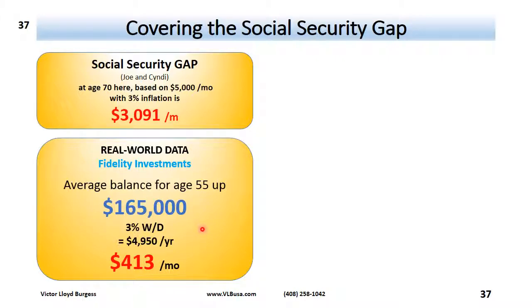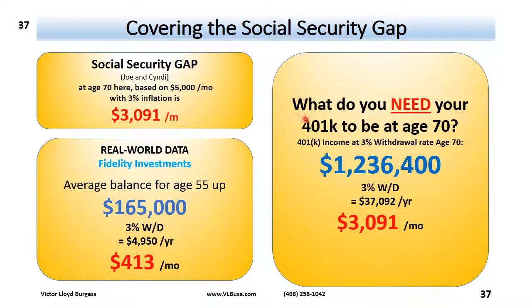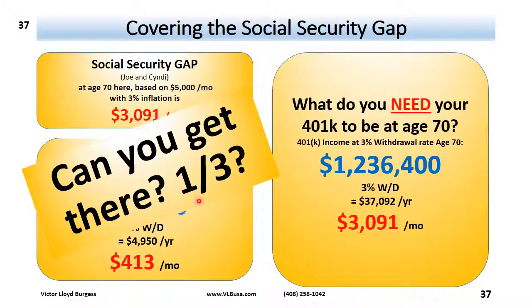Very lacking. Now, in order for that account to make up that difference, at age 70, at a 3% withdrawal rate, you'd need $1.2 million. That gives you $37,000 a year at 3% withdrawal to cover the $3,000 a month gap. Everybody follow me on that? So have you got there yet? Can you get that with one-third movement, like we were talking about earlier in the S&P?